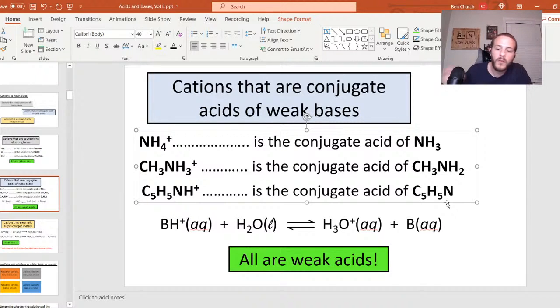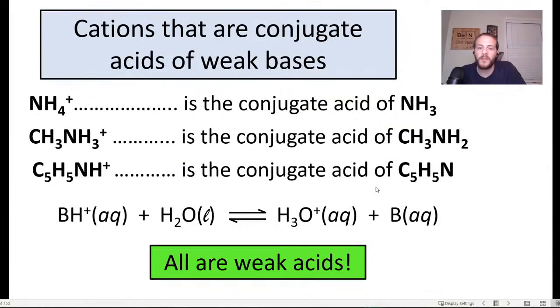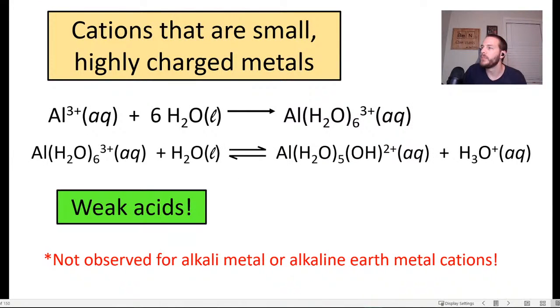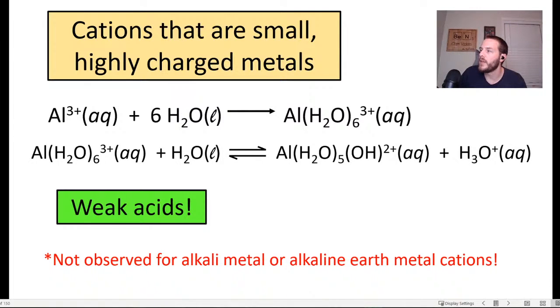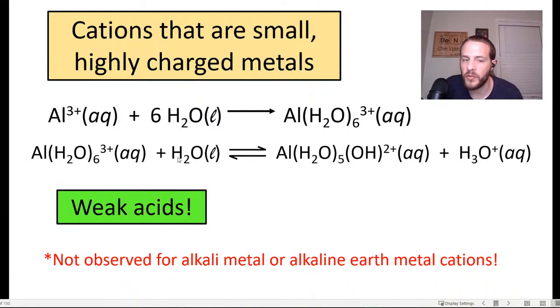So a cation that is the conjugate acid of a weak base is itself a weak acid. That's important to understand. And then the third category has to do with cations that are small, highly charged metals. So what does that mean? Well, if you have a small, highly charged metal like aluminum, an Al3+ cation, that actually reacts with water and it becomes hydrated. One aluminum ion can actually collect 6 water molecules to form this species right here, Al(H2O)6 with a charge of 3+.